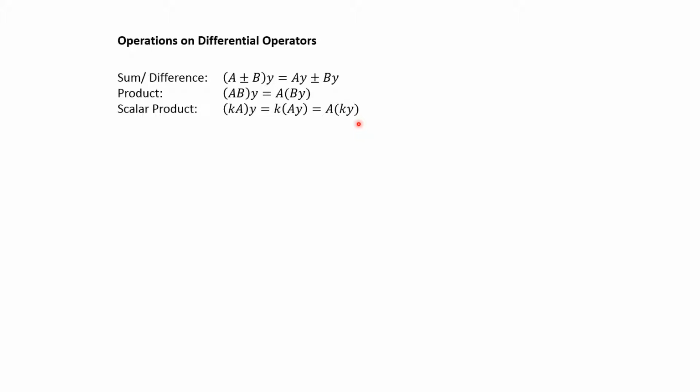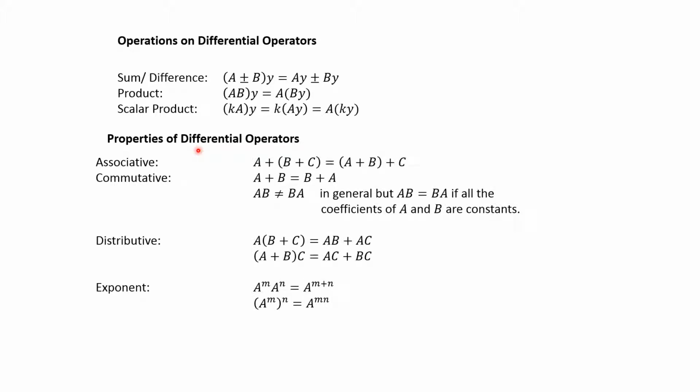Now these are rules, and then we have some properties of differential operators. Associative: just like in numbers, this obeys the associative property. That means A plus (B plus C) is equal to (A plus B) plus C. For commutative, A plus B is the same as B plus A. But the commutative law is not general for multiplication. AB is not necessarily equal to BA.